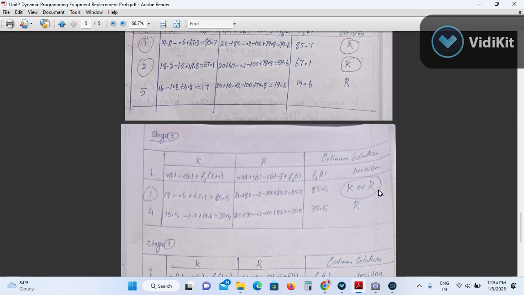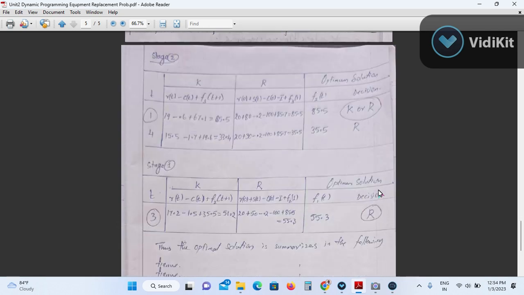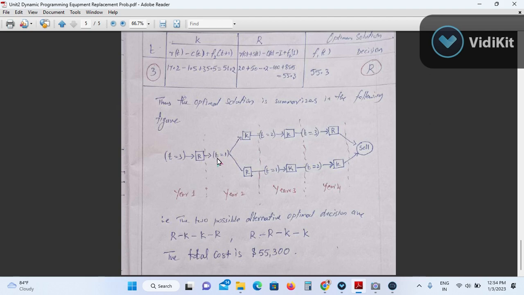I put it, right. Again, based on stage 3, now move to stage 2, that is the second year. The second year consists of what? 1 year old machine and 4 year old machine. These are the only two cases. So therefore, I have to go back.